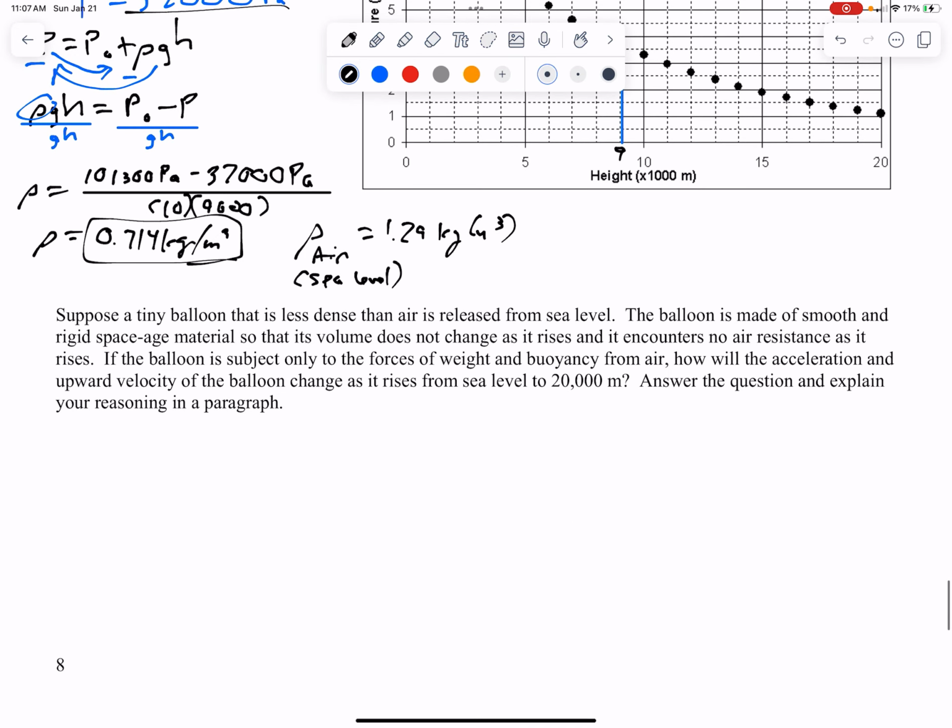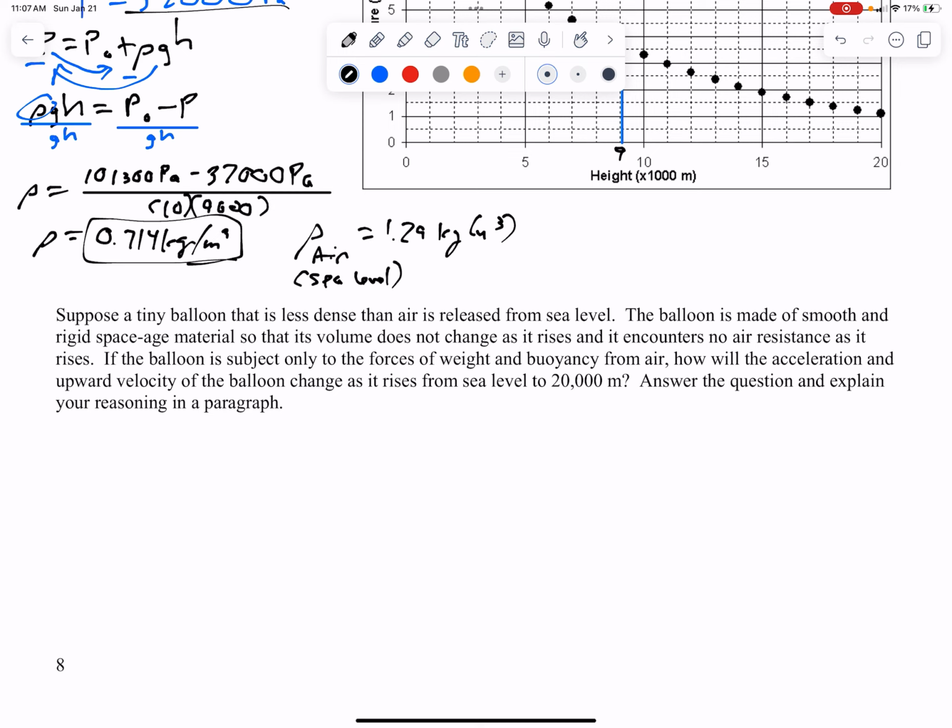Now, to finish this off, I'm going to let you do this one yourself. I'm going to give you a small hint. But let's read this last part together. Suppose a tiny balloon that is less dense than air is released from sea level. You know, maybe something filled with helium. The balloon is made out of a smooth and rigid space-age material so that the volume does not change as it rises, so it's not going to inflate. And it encounters no air resistance as it rises.